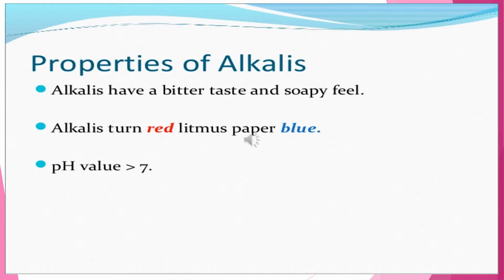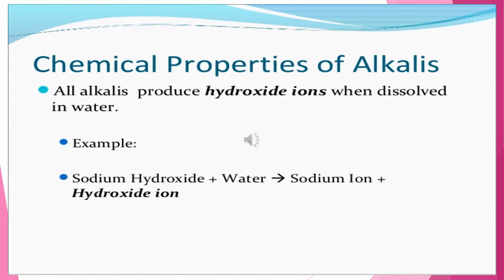Properties of alkalis. Alkalis have a bitter taste and soapy feel. Alkalis turn red litmus paper blue. The pH value is more than 7. Chemical properties of alkalis. All alkalis produce hydroxide ions when dissolved in water. Example, sodium hydroxide plus water produces sodium ion plus hydroxide ion.